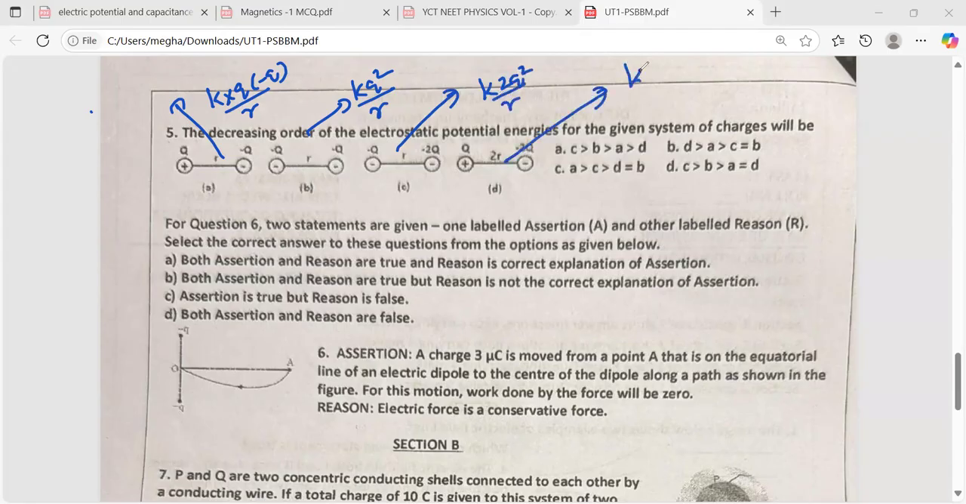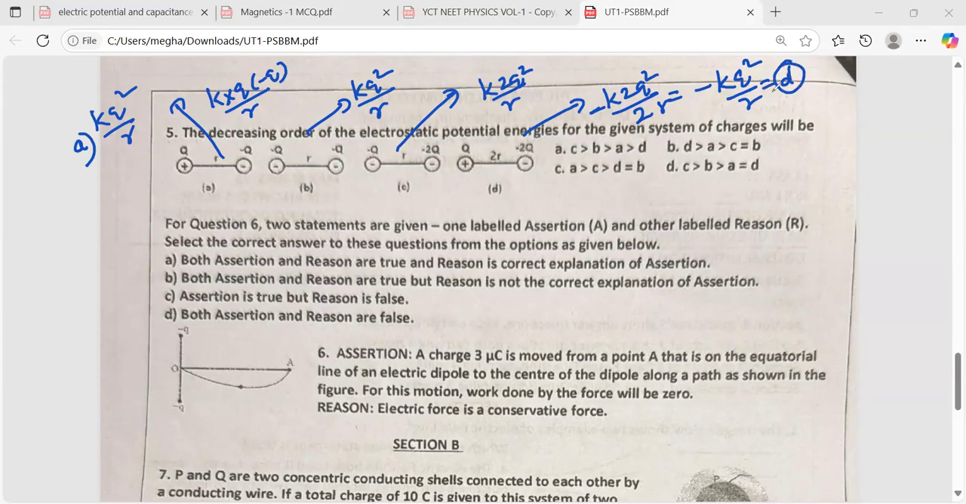Fourth one, K into minus 2Q square divided by 2R. So 2 gets cancelled, so minus KQ square by R. Here also it's minus KQ square by R. So A part is KQ square by R and D part is also KQ square by R. So A is equal to D. Right? A is equal to D, no?